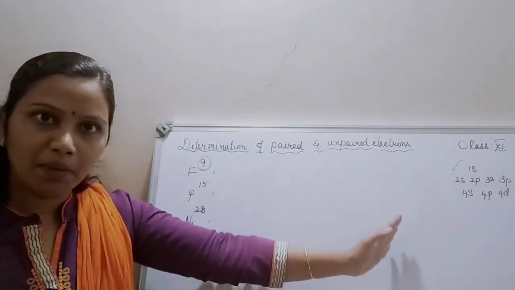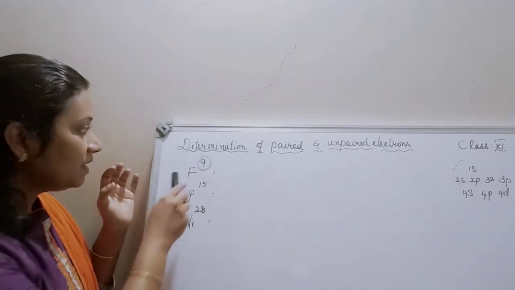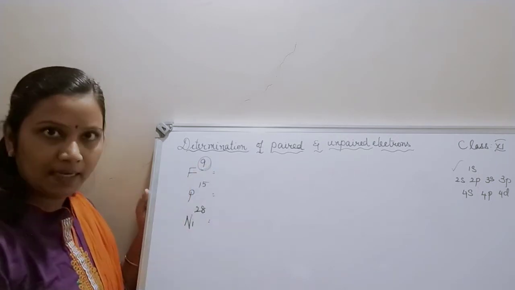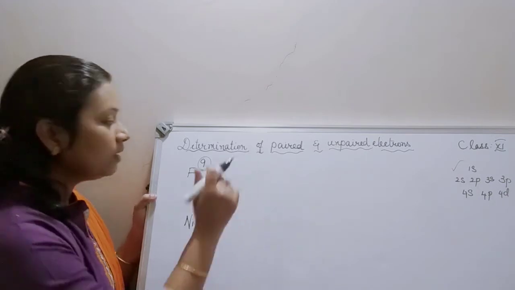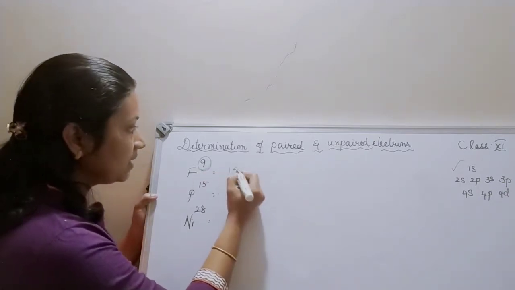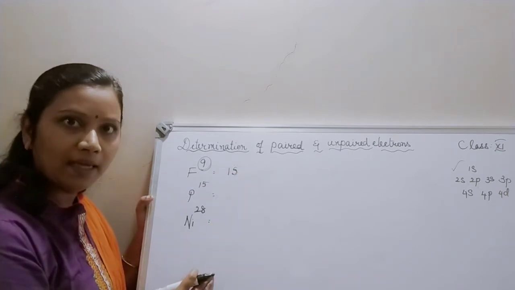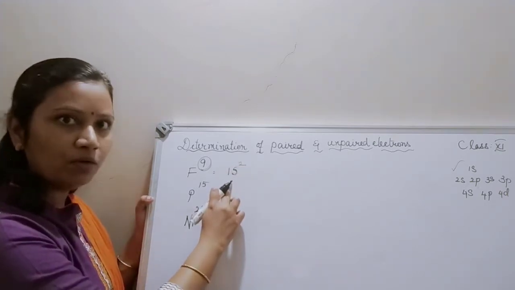You need to remember that particular song, then only this will be easy. The first element is fluorine. You know fluorine's number of electrons is 9. So I am trying to fill each of these orbitals. What is the first orbital? It is 1s. How many electrons can the s orbital hold? It is 2. So 1s2. This is the maximum number of electrons.